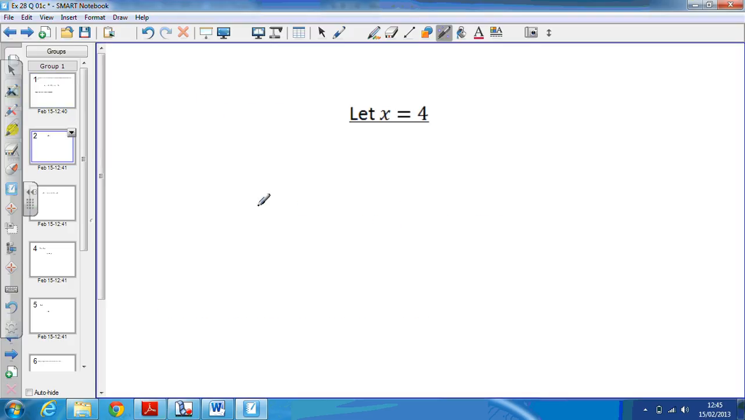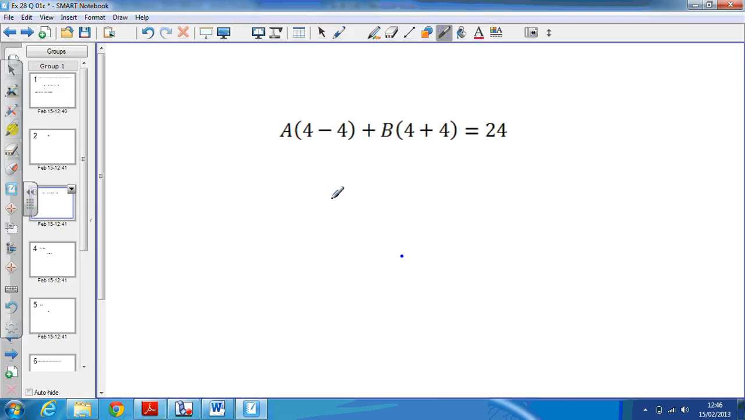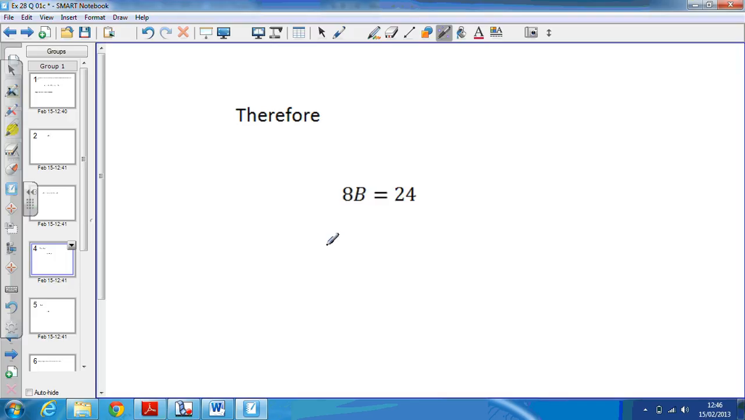And then we put the value of x equal to 4 into this original equation here and work out what b is. See if you can carry on from there and calculate b. So assigning x equal to 4, we end up with this equation. So we get 0 for a and 8b, so we get 8b equals 24, from which b equals 3. So now we've found b.